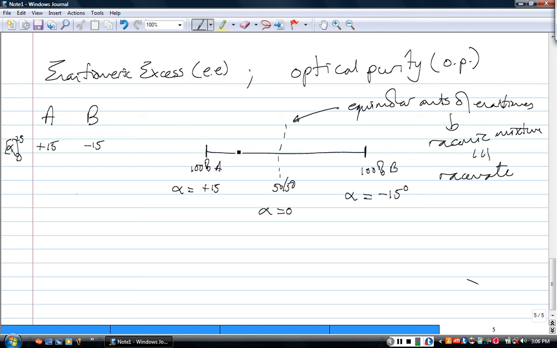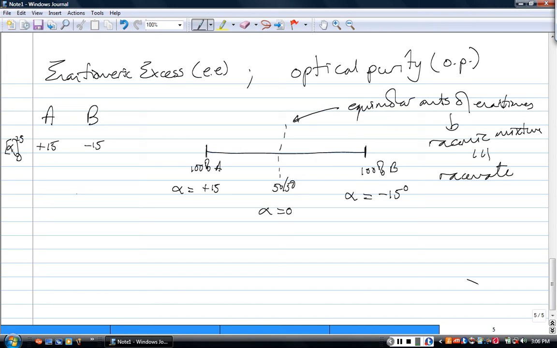But what happens when I'm somewhere in this region? How do I account for the population distribution if my alpha value is plus 10? Or if I knew I had a ratio of 3 to 1, A to B, how would I figure out what my sample is going to be, whether it's going to be plus or minus, and if it is, how much of it? And the way we do that is as follows.